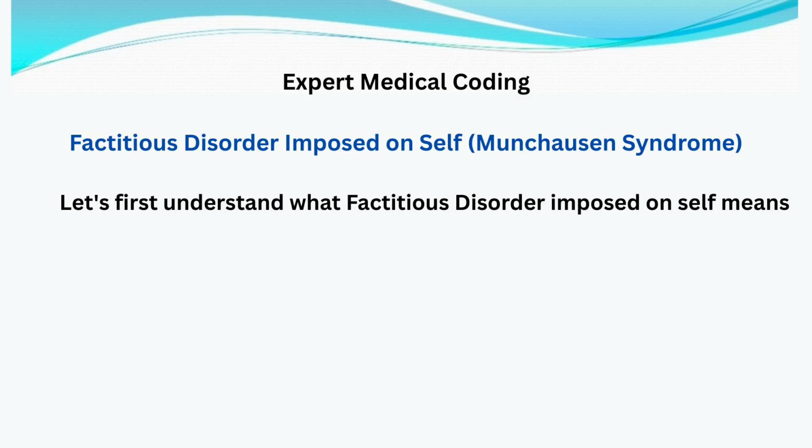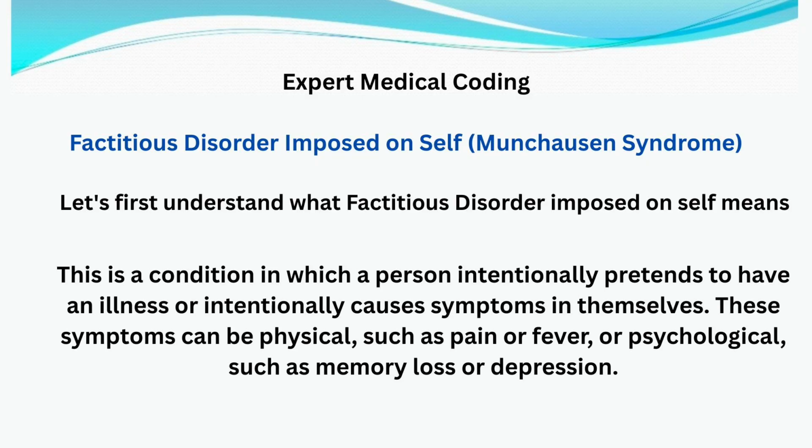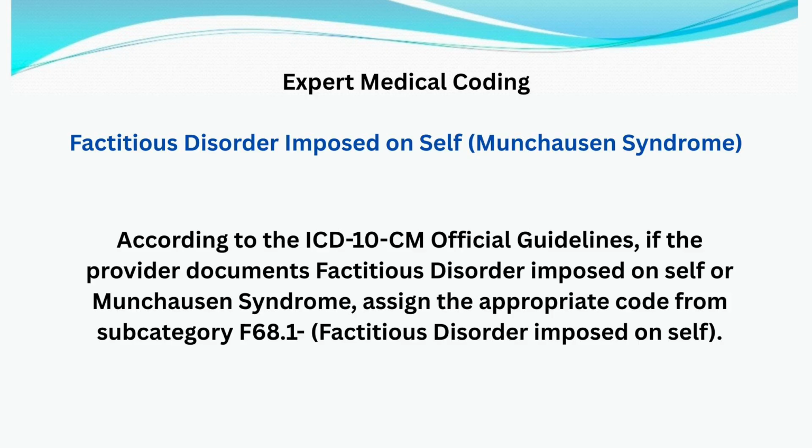Let's first understand what factitious disorder imposed on self means. This is a condition in which a person intentionally pretends to have an illness or intentionally causes symptoms in themselves. These symptoms can be physical, such as pain or fever, or psychological, such as memory loss or depression. According to the ICD-10-CM Official Guidelines, if the provider documents factitious disorder imposed on self or Munchausen syndrome, assign the appropriate code from subcategory F68.1, factitious disorder imposed on self.